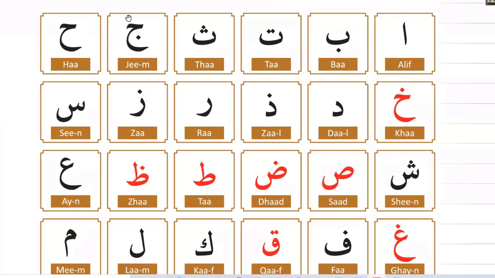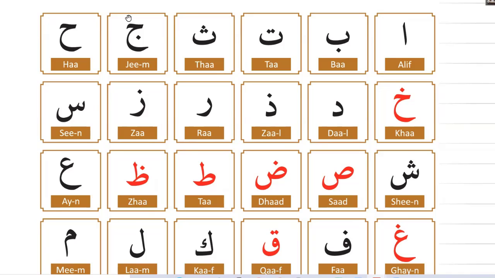Then the next letter is kha. Kha is again a straight line with a C in it, and there is a dot on top of that, right? So straight line with C and a dot on it. This is a little scratching sound, a snoring sound, right? So you can remember this with a snoring sound. And this is an awesome letter.